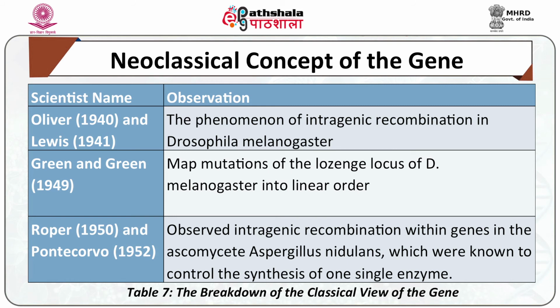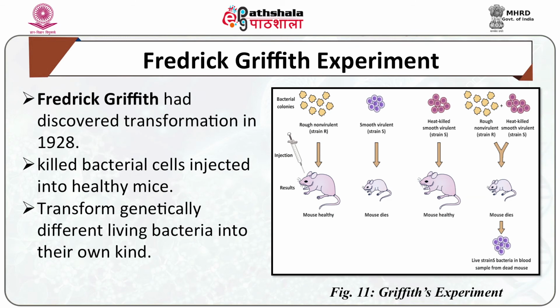Identification of a gene and a genetic material done by different geneticists, which brought a blow to the classical concept of the genes, is given in table 7. Frederick Griffith had discovered transformation in 1928. He had revealed that killed bacterial cells, when injected into healthy mice, were able to transform genetically into the living bacteria. This is illustrated in figure 11.